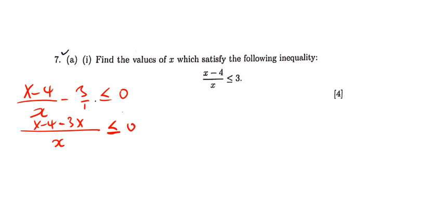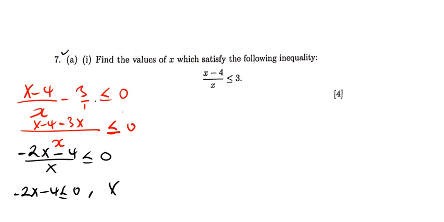Now x minus 3x is negative 2x, then minus 4, all divided by x, less than or equal to 0. At this point, get what is on top only and equate it to 0, and also get what is on the denominator and equate it to 0. So I'm going to find the value of x. If I shift 4 to the other side, it will be positive. I divide both sides by negative 2x. The sign changes once you divide by a negative. It's going to be equal to negative 2.